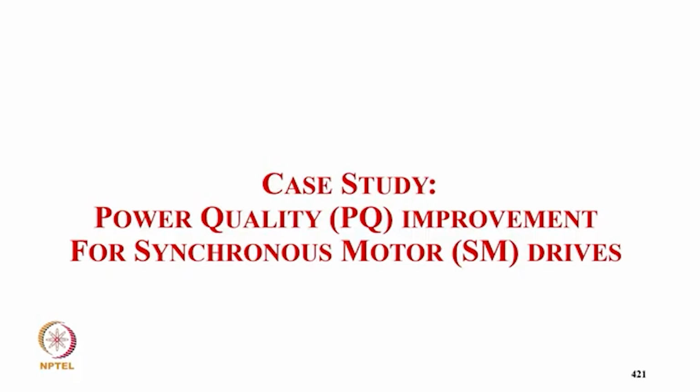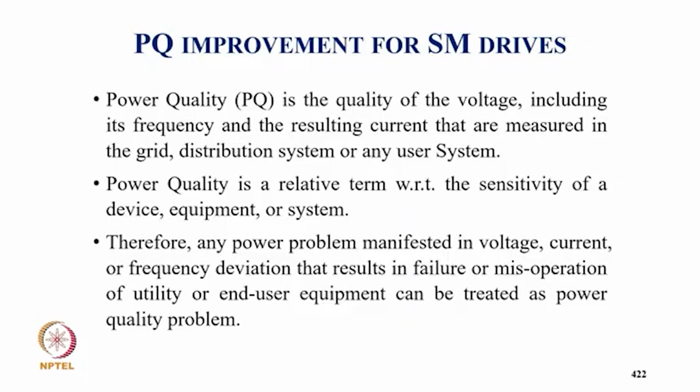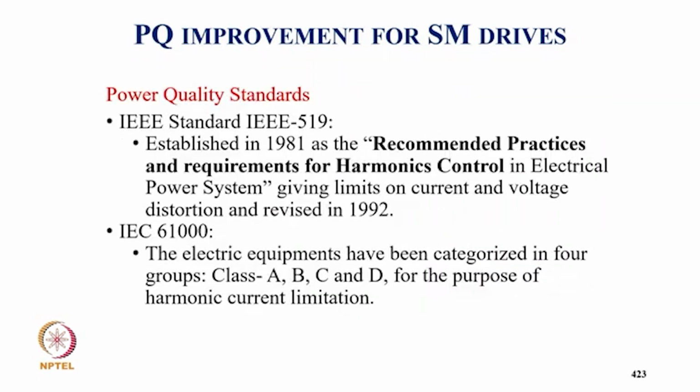Now coming to case study, power quality improvement in synchronous motor drive. So power quality is the quality of the voltage, including its frequency, and the resulting current that are measured in the grid, distribution system or any other system. Power quality is a relative term with respect to the sensitivity of a device, equipment or system. So therefore any power problem manifested in voltage, current or frequency deviation that results in failure or misoperation of utility or end user equipment can be treated as a power quality problem.